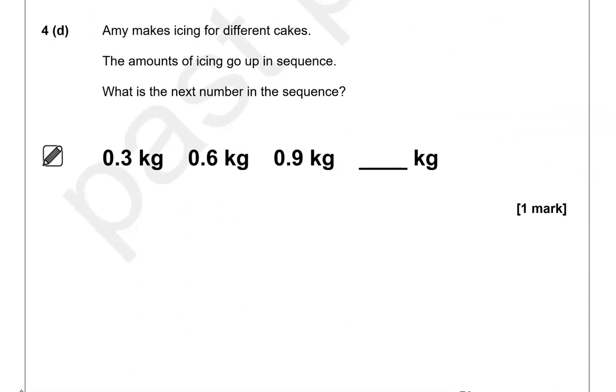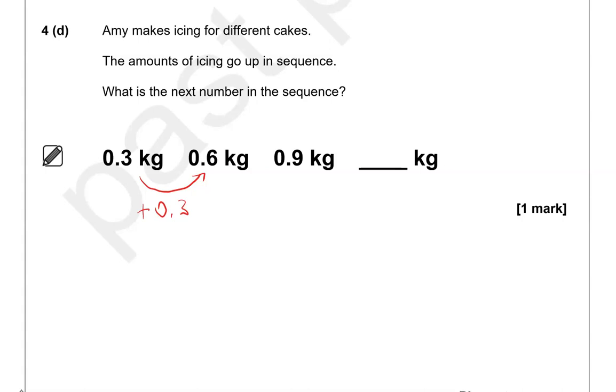Amy makes icing for different cakes. The amounts of icing go up in sequence. What is the next number in the sequence? So we've got 0.3, 0.6, 0.9. So what we add on each time is 0.3.